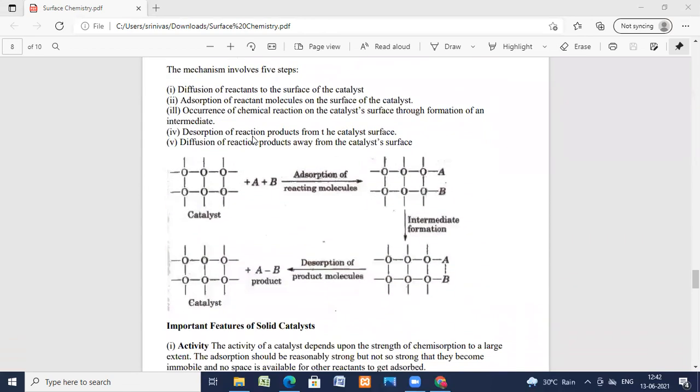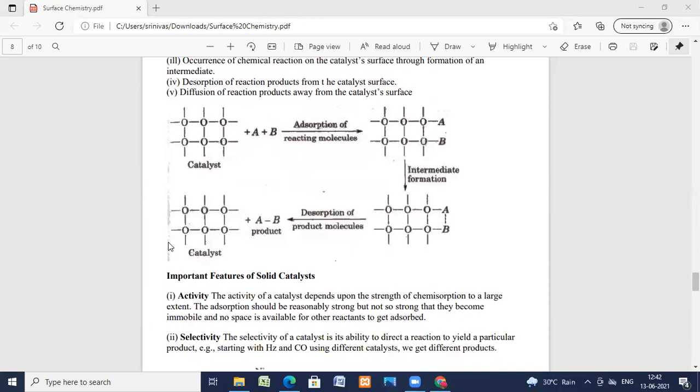You have heterogeneous catalysis here. This is the catalyst, intermediate formation, and the catalyst. The catalyst is attached to the reactants. Here, diffusion takes place. The mechanism: diffusion of reactants to the surface of the catalyst, adsorption of the reactant molecules on the surface of the catalyst, and occurrence of chemical reaction on the catalyst surface through the formation of an intermediate. Now, desorption of the reaction products from the catalyst surface takes place. After completion of the reaction, desorption takes place from the product molecules. Again, the products diffuse away from the catalyst surface.